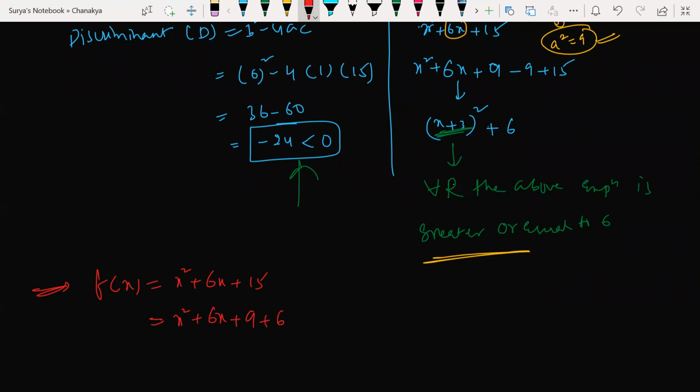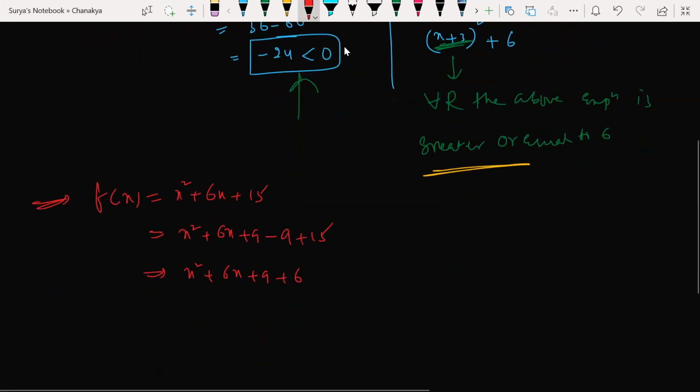9 plus 6, can I write? 9 plus 6. That is what we have written, isn't it? Look at this here. What did I write? Yes, sir. Added and subtracted: x square plus 6x plus 9 minus 9 plus 15. So x square plus 6x plus 9 plus 6. This is what I have written.